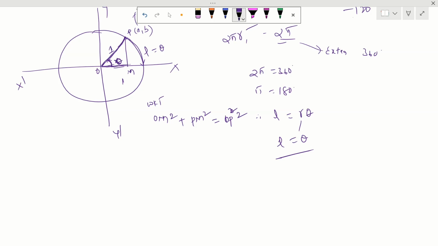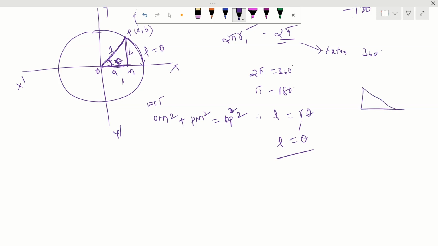This is on the x-axis, this is side a, and this is b. These are the sides of the triangle: this is b and this is a, right? So the x value in the triangle is a, and the y value in the triangle is b.